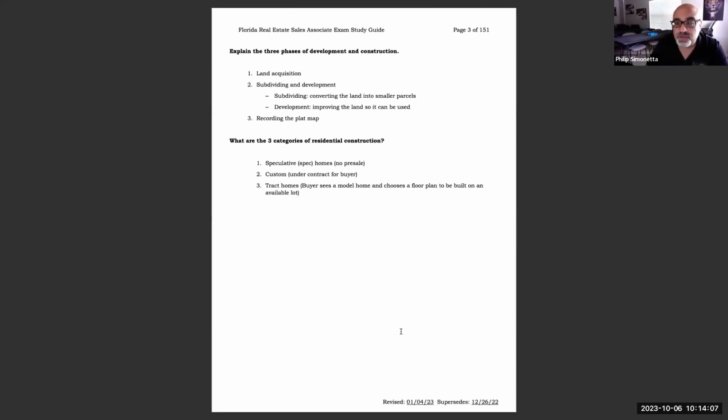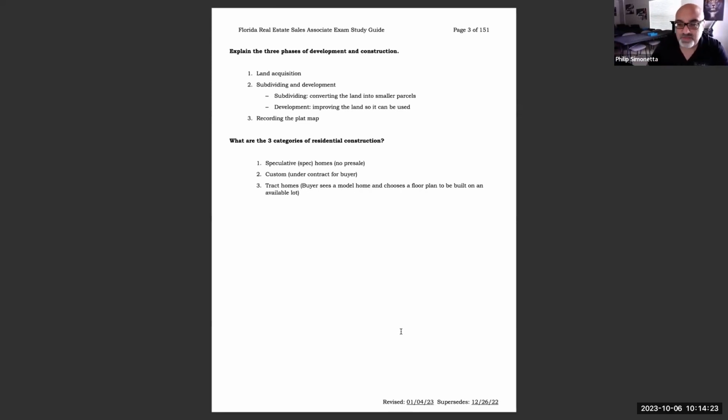Okay, what are the 3 categories of residential construction? You have speculative, custom, and tract homes. Speculative is when the builder builds the home. There's no contract, no pre-sale. They just build them however they want, and then people buy them.